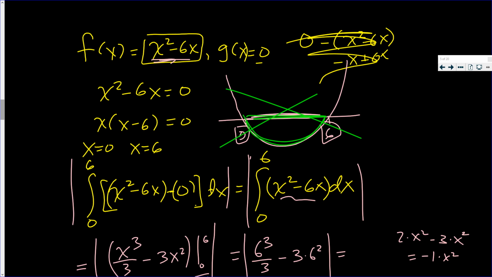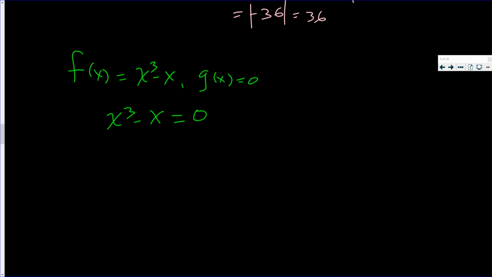Okay, let's do another one. Suppose you have f of x equals x cubed minus x, and g of x is 0. So I want to find out where the two functions intersect. So I set them equal. And on the left, I can factor out an x, and I'll get x squared minus 1 equals 0. And I can factor some more. It's the difference of squares. So either this is 0, that happens when x is 0, or that's 0, which happens when x is 1, or that's 0 when x happens to be negative 1.